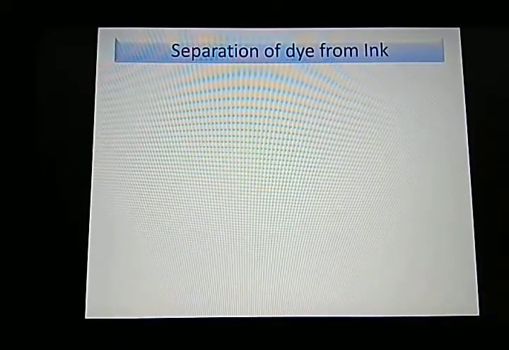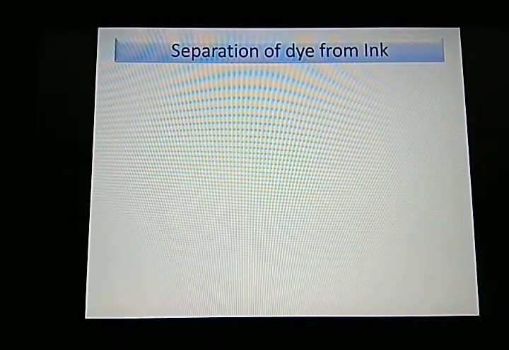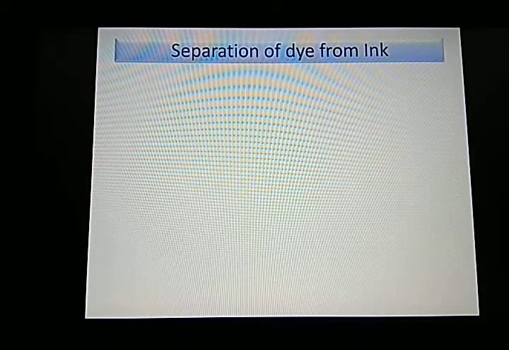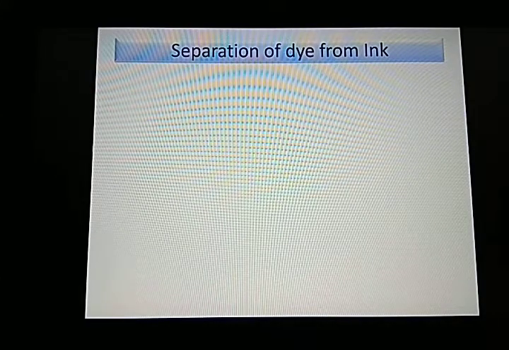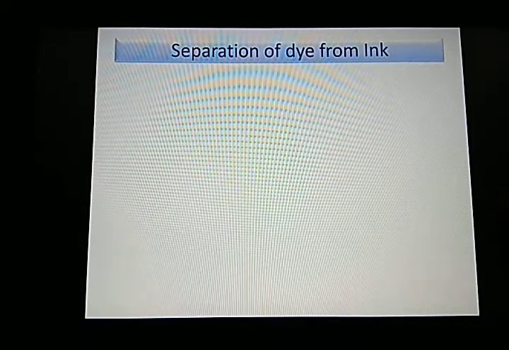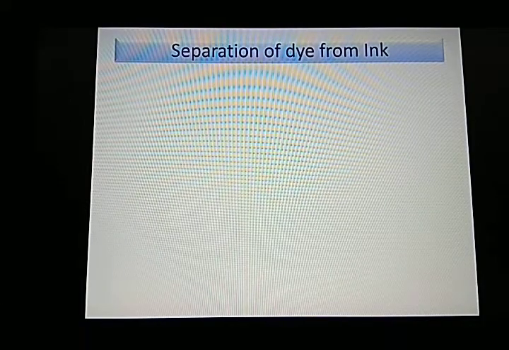Now there is an activity given in your textbook, that is 2.4, how to separate out dye from ink. Now we know that ink is nothing but it is a color, and dye means color. So how to separate out that color from that ink? That color is actually mixed with a solvent, and then only this ink is formed. So let us now see how this dye is separated from that ink.